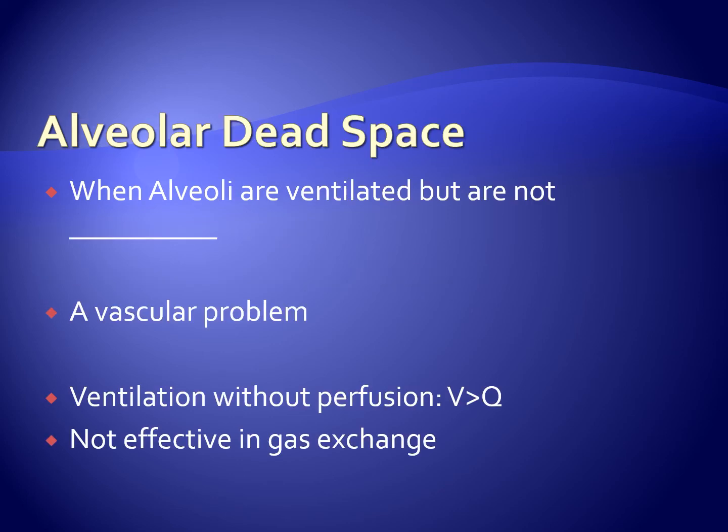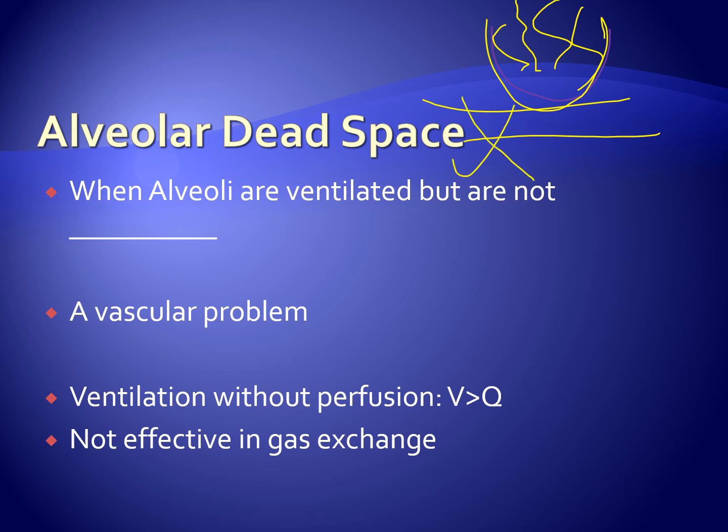All right, alveolar dead space. This is when an alveoli is ventilated, right? We have a nice, beautiful alveoli. We're getting lots of gas that flows down into that respiratory zone here, but there's no perfusion, right? No blood flow. There's no blood flow that gets there, right? So this is usually a vascular problem. So these are ventilated alveoli, but there's no perfusion, right? This is usually a blood flow problem.